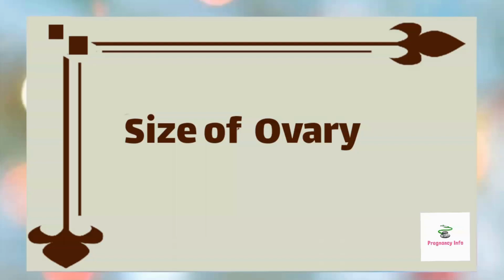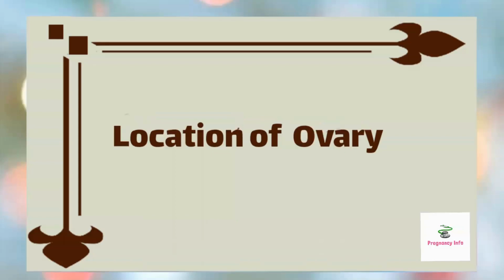It lies on either side of the womb or uterus, against the wall of the pelvis, in a region known as the ovarian fossa. They are held in place by ligaments attached to the womb, but are not directly attached to the rest of the female reproductive tract, like the fallopian tubes, etc.